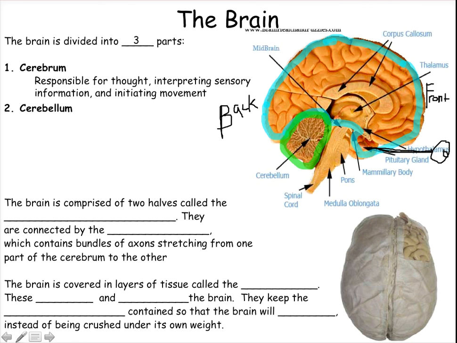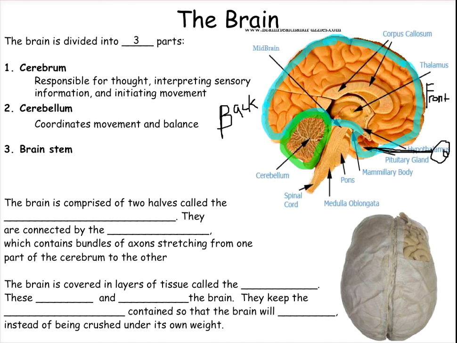The cerebellum is below the cerebrum and towards the back. The cerebellum coordinates movement and balance, allowing you to do such things as walk without falling over or throw an object with a smooth motion.